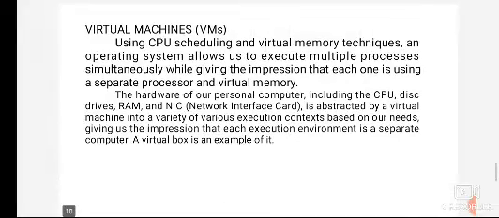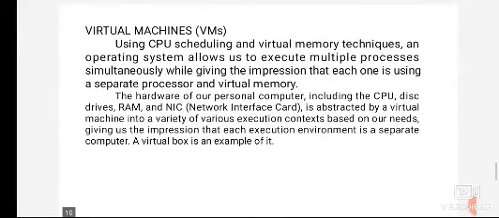The next one is virtual machine. Using CPU scheduling and virtual memory techniques, an operating system allows us to execute multiple processes simultaneously while giving the impression that each one is using a separate processor and virtual memory. The virtual machine abstracts the hardware of our personal computer, including the CPU, disk drives, RAM and NIC, network interface card, into a variety of execution environments based on our needs, giving us the impression that each execution environment is a separate computer. VirtualBox is an example of it.